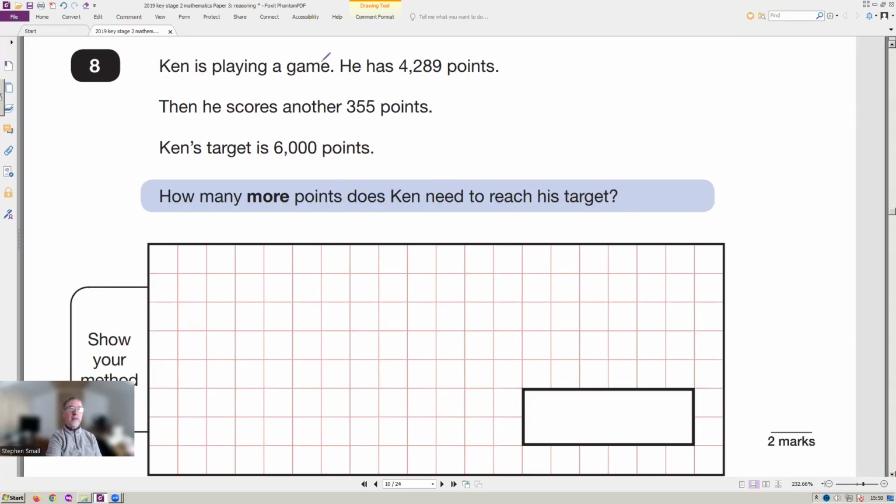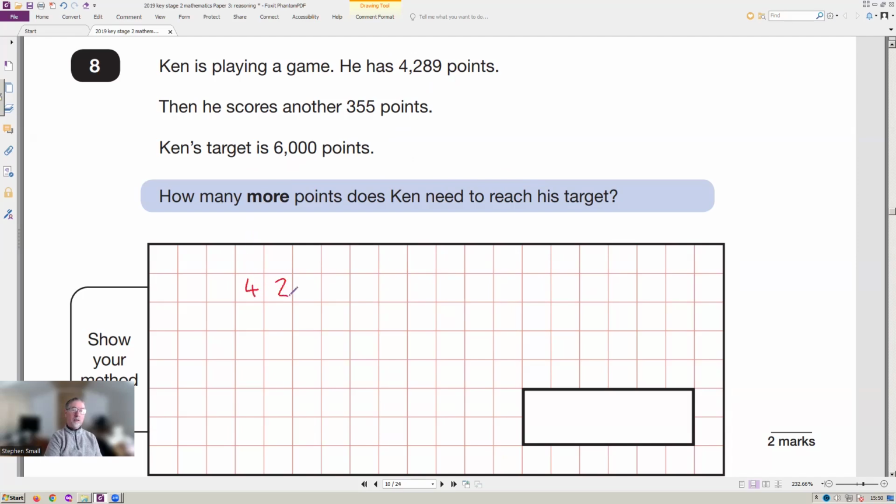Question 8. Ken is playing a game. He has 4,289 points. Then he scores another 355 points. Ken's target is 6,000 points. How many more points does Ken need to reach his target? Well, we need to know his total first. Find out what he's got, then take them away from 6,000. So we add these together first.